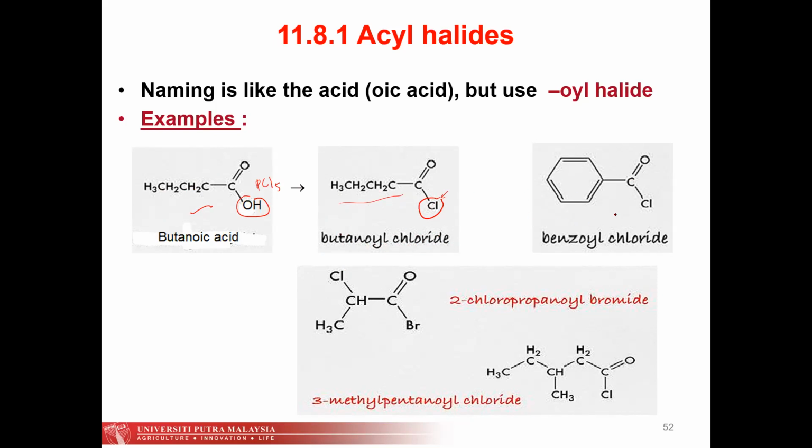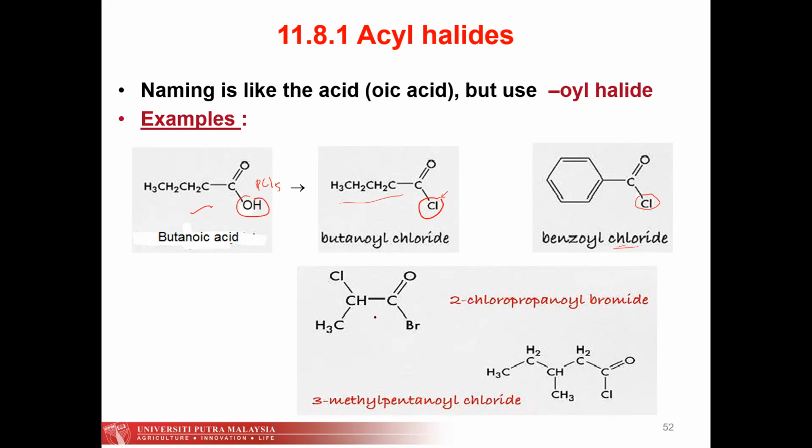And then this is benzoic acid undergoing reaction with PCl5. So the OH will be substituted with the chlorine. So dia jadi nama asal sebelum reaction benzoic acid, so dah jadi macam ni, benzoyl chloride. Bahagian yang OIC tu kita tukar kepada OYL, followed by the atom name, chloride ke bromide ke, macam tu.